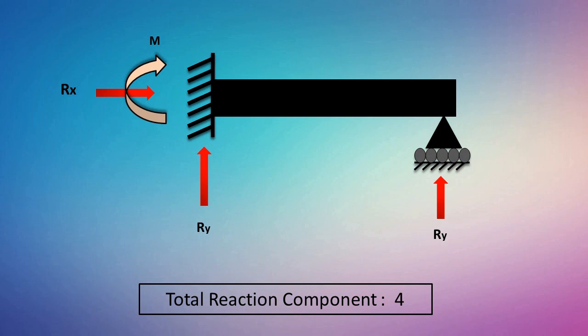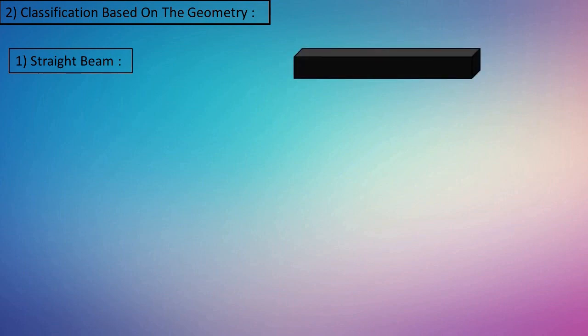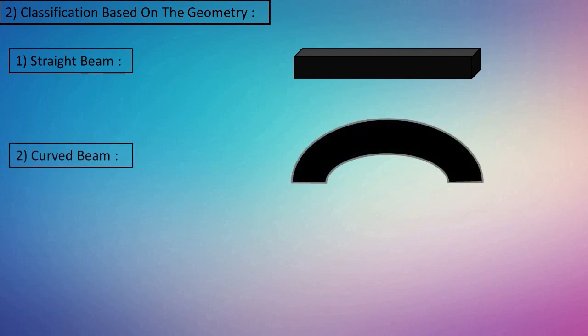Now we will see the classification of beams based on geometry. This is quite an easy part. First one is the straight beam. This is the beam which we generally use in construction. Second one is the curved beam. Curved beams look like this. Third one is the tapered beam. This type of beam has a tapered shape.